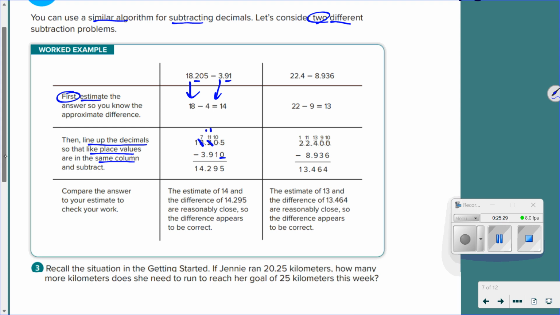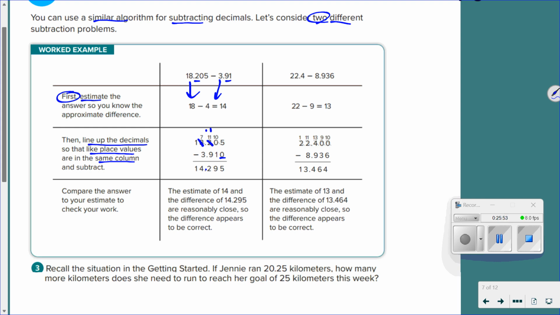The nice thing with adding and subtracting is my decimal literally just comes straight down. So when I get to the decimal place in the numbers, that's the decimal place in my answers. 7 minus 3 gave me a 4. 1 minus nothing gave me a 1. It's 14 and 295 thousandths, close to 1400. Yes. So does that make it a reasonable answer? Yes. So chances are I did something correct.